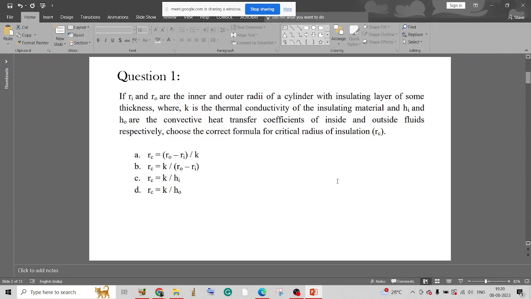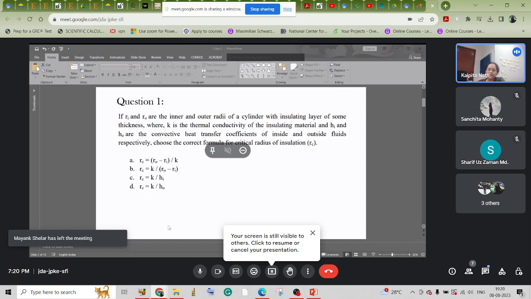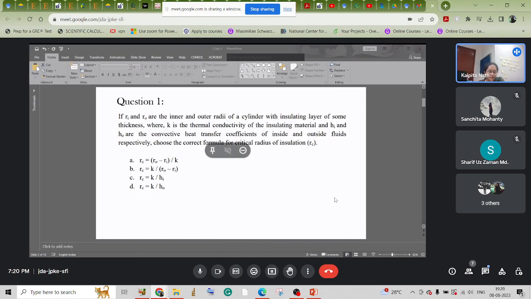The first question says: if Ri and Ro are the inner and outer radius of a cylinder with an insulation layer of some thickness, where k is the thermal conductivity of the insulating material and hi and ho are the convective heat transfer coefficients of the inside and outside fluid respectively, choose the correct formula for the critical radius of insulation. I'll give you 2 minutes, you can answer this immediately. Kindly unmute yourself and answer the question.